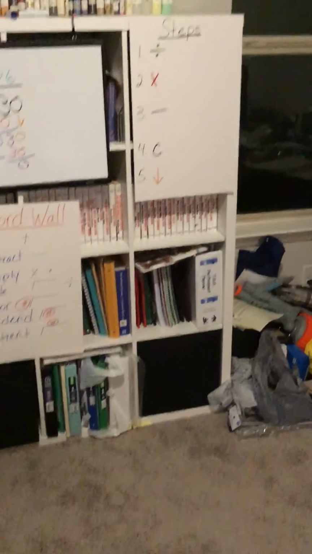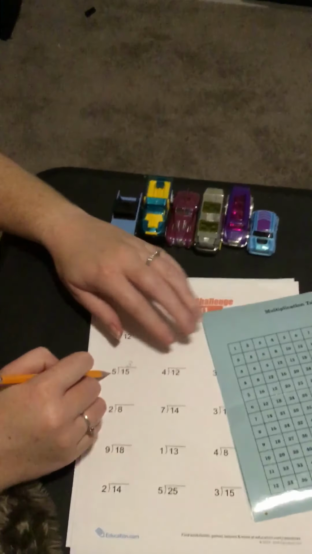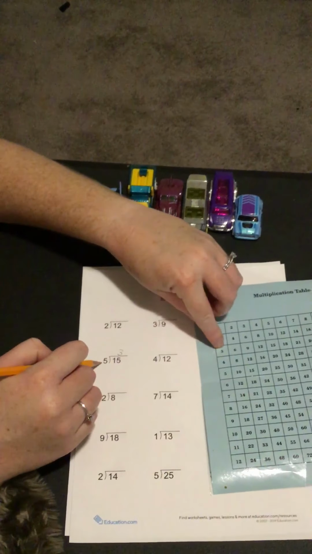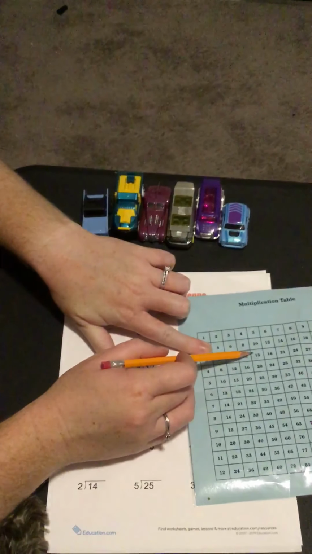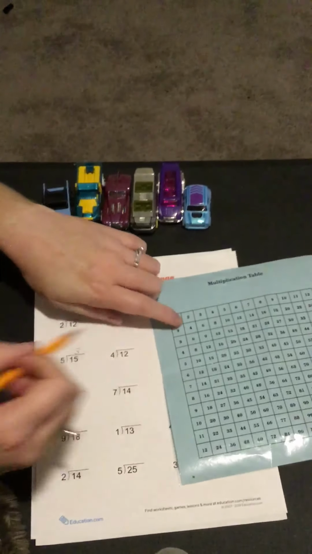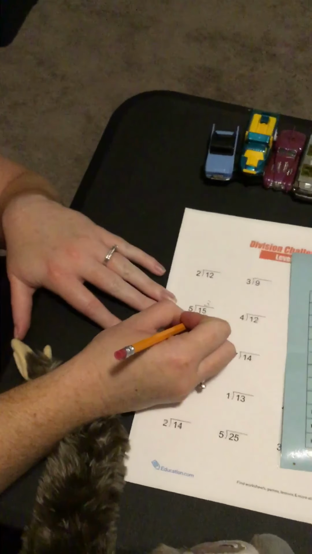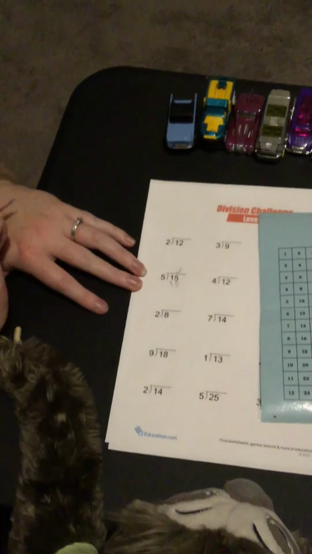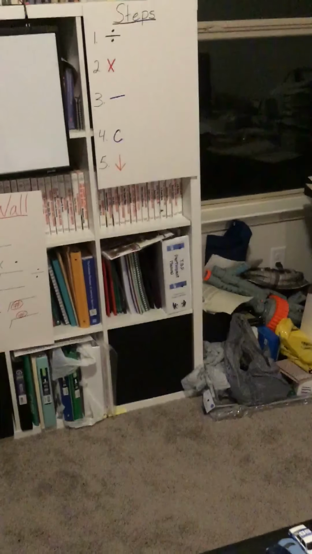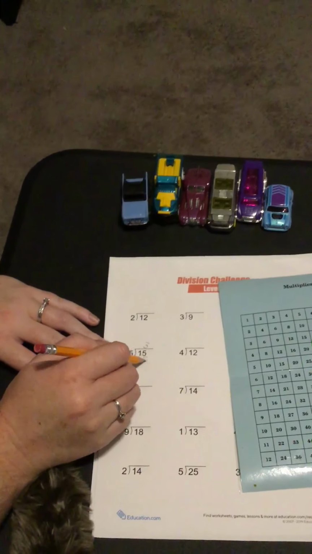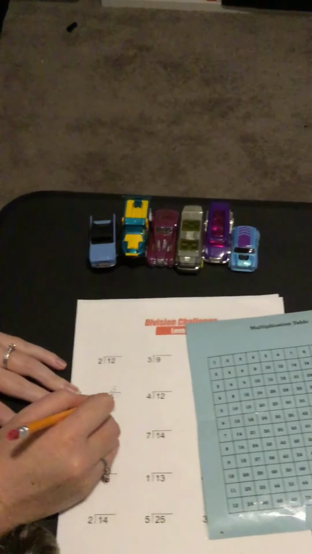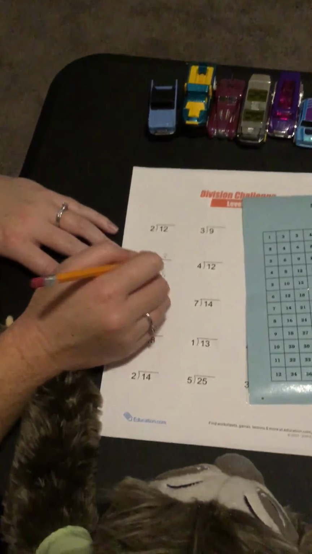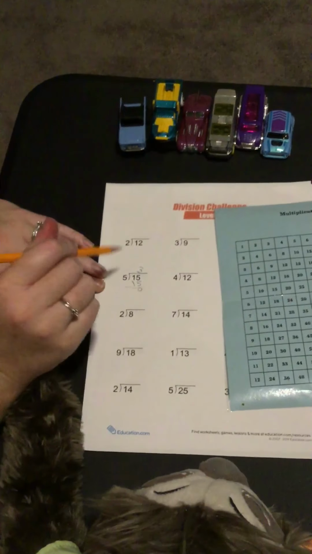What is our step 2? Multiply. What is 3 times 5? Look over here. 3. Go all the way over to 5. What is it? 15. Good. We put our 15 underneath. What is our step 3? Subtract. Good. What is 15 minus 15? You can always do 5 minus 5. Good. 0. 1 minus 1. 0. Good.